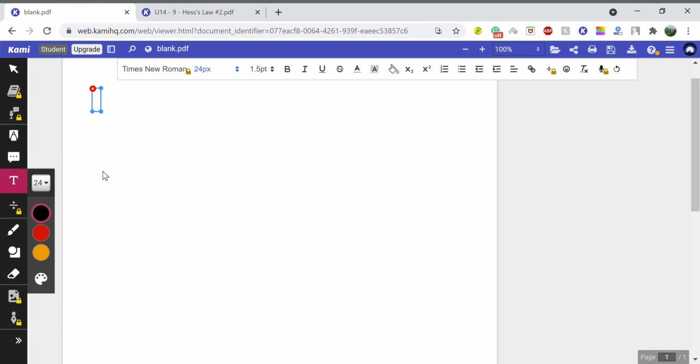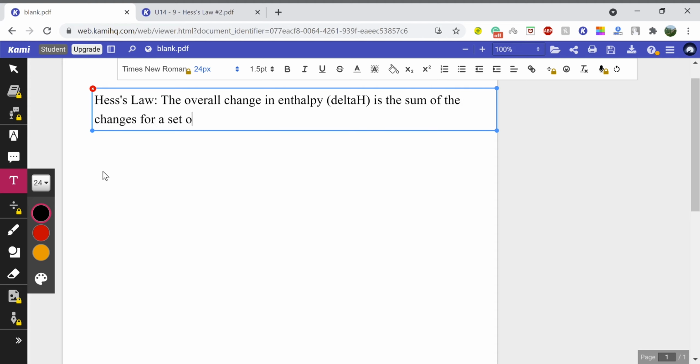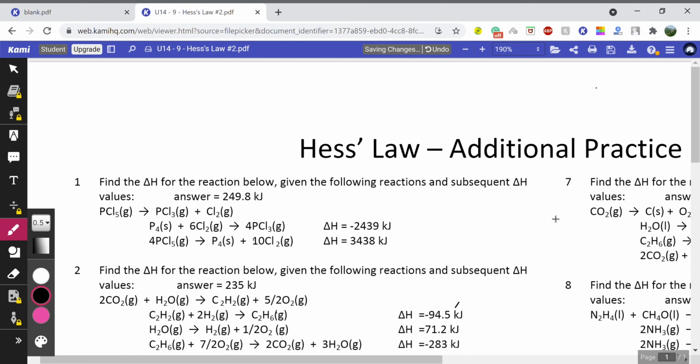Hi, in this video we're going to be talking about Hess's Law. This is the overall change in enthalpy, aka deltaH, is the sum of the changes for a set of steps in a reaction. To show you how Hess's Law works, I'm going to be doing a series of examples.